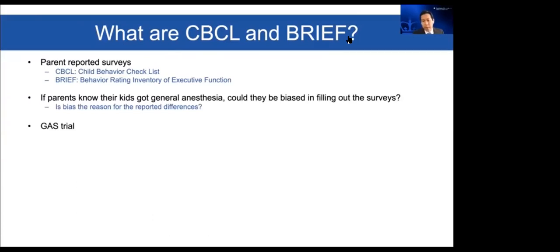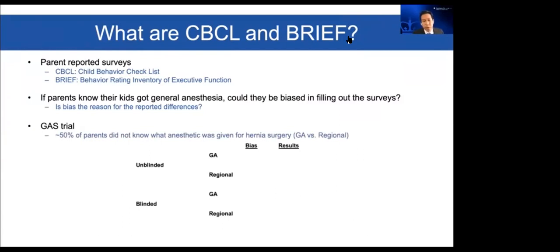The GAS trial is interesting because 50% of patients or parents were blinded to the anesthetics that their child received. So they did not know if their child got a general anesthetic or a spinal. In the unblinded parents, the children got either a general anesthetic or a spinal, and the parents knew it. So if bias was present, the GA kids would likely be rated by their parents as having higher or worse scores than the regional anesthetic children.